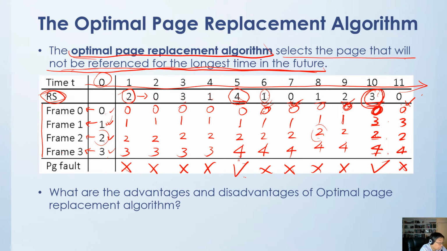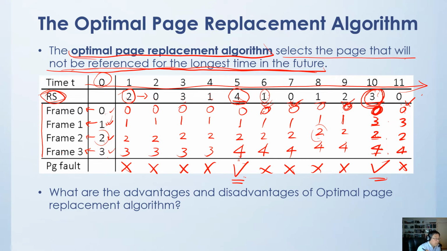Okay, so that's the optimal page replacement algorithm. Now, the optimal page replacement algorithm is actually good because if you check any other page replacement algorithm, we will find out the optimal page replacement algorithm will result in the minimum number of page faults. In this case, there are only 2 page faults.